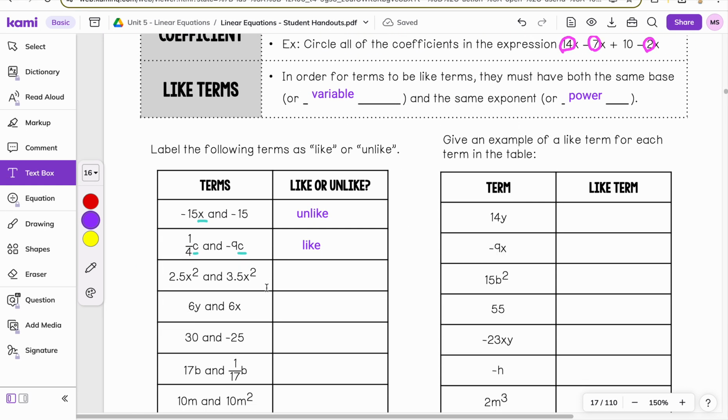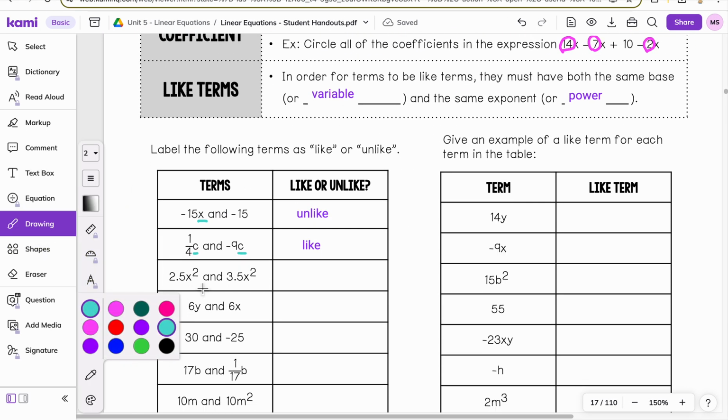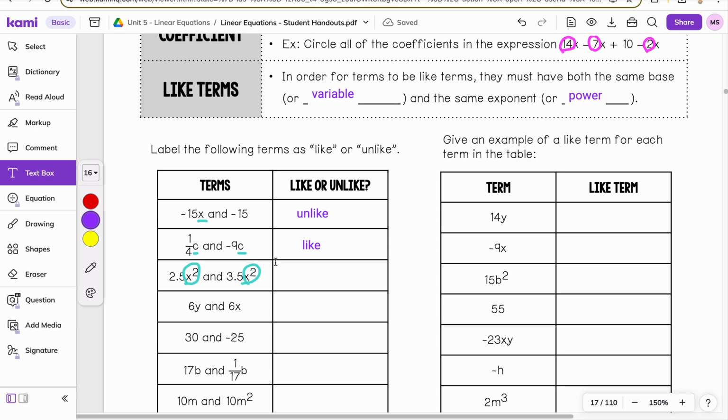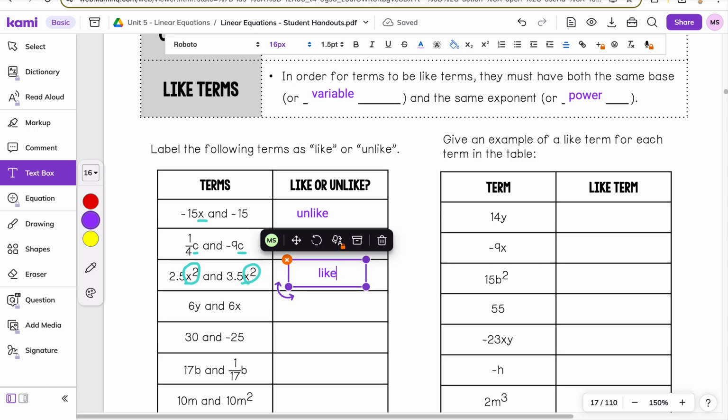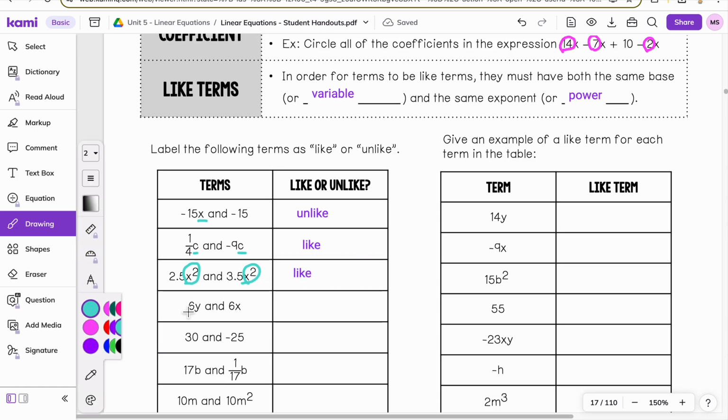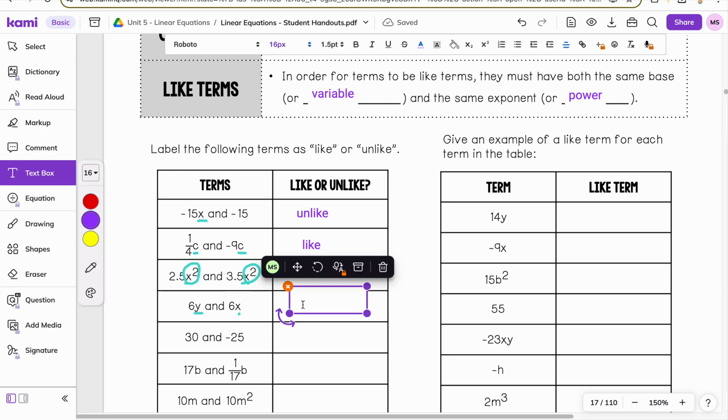All right, so hopefully you paused. I'll go through these kind of quickly. We have an x squared and an x squared. So those would be like terms. Next, we have a y and an x. So those are two different variables. Those would be unlike terms.